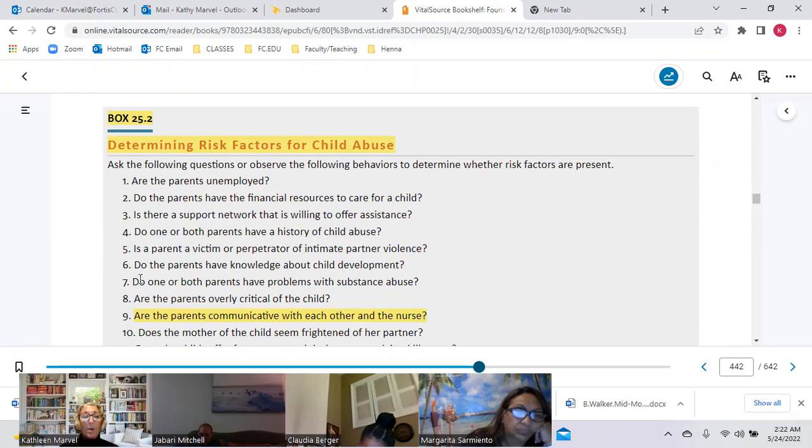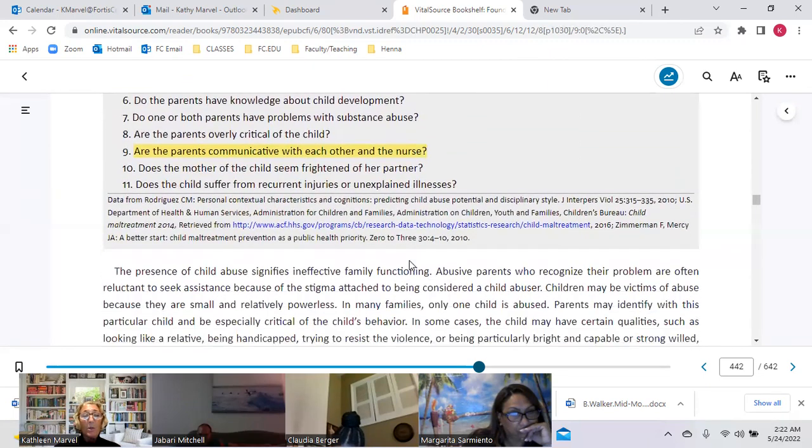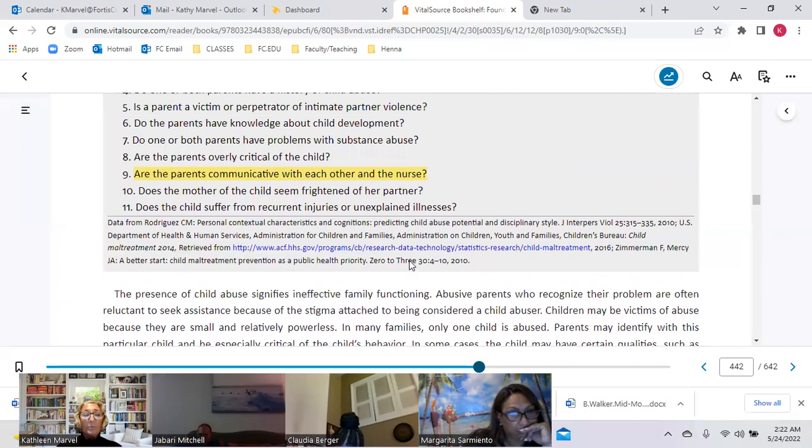Okay, these all will contribute. Are the parents unemployed? Can they care for the child? Do they have a support network? Do any of the parents have a history of child abuse? Is there any intimate partner violence going on? Is there a lack of education about child development and they just don't know? Okay, any substance abuse going on? Are the parents overly critical of the child?